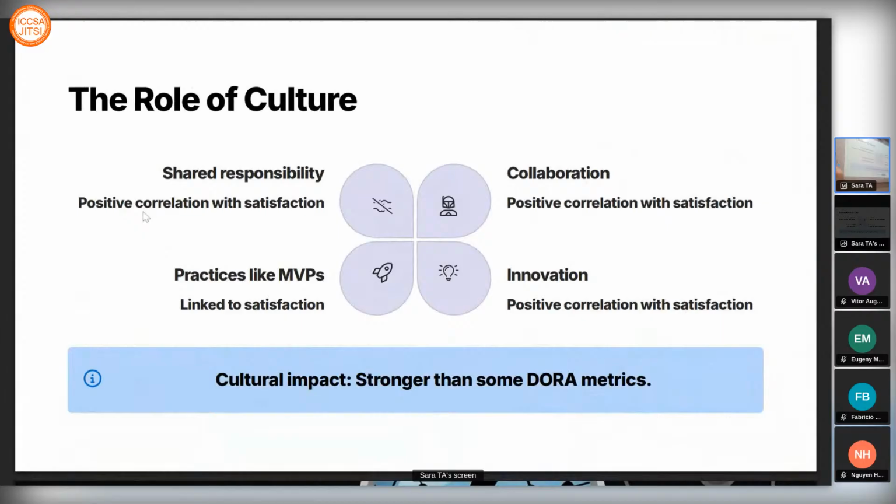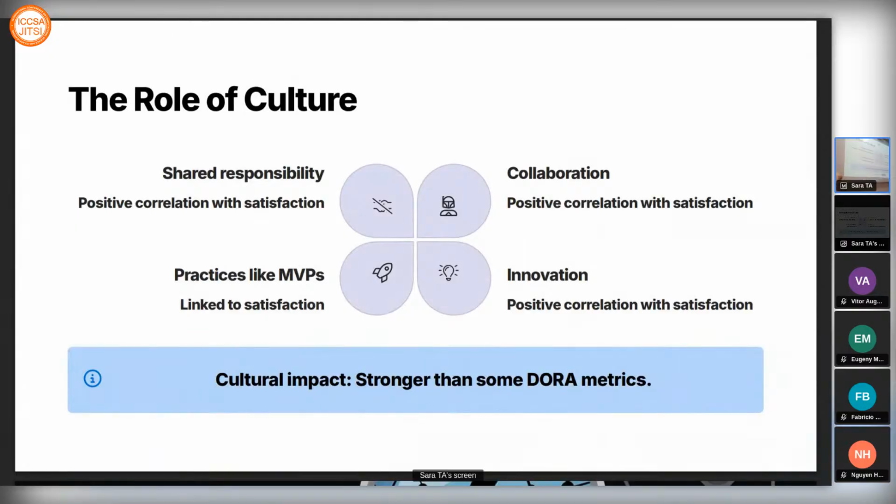Contrast this with the literature. Here we have seen the role of culture, the culture of DevOps. Shared responsibility, collaboration, and innovation have a positive correlation with satisfaction. So when you lower one, you lower the other one. It's not the contrast. Culture impact seems to be stronger than some DORA metrics. The cultural impact of adopting DevOps seems to be stronger than the metrics you use to measure DevOps inside companies.